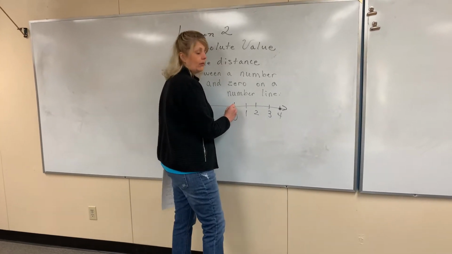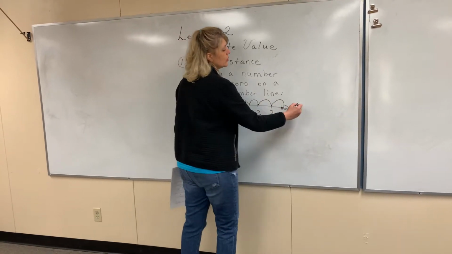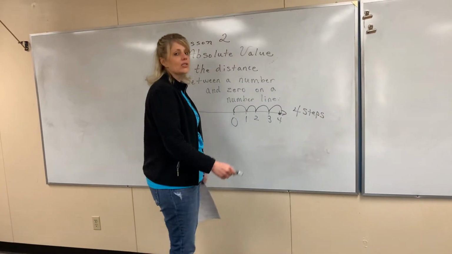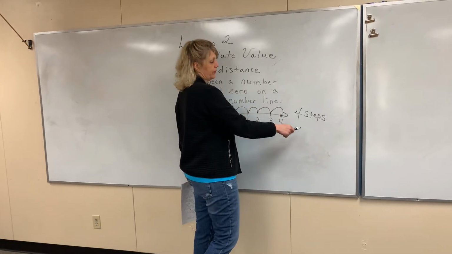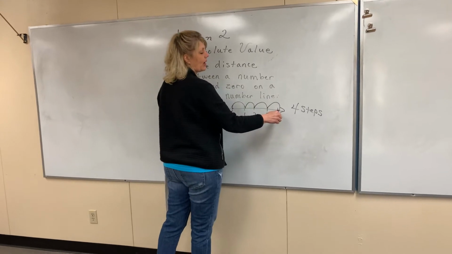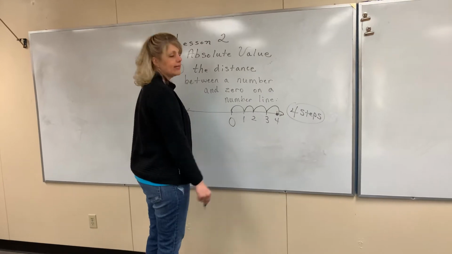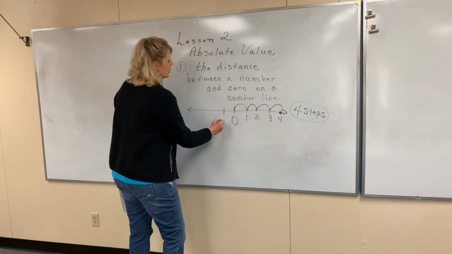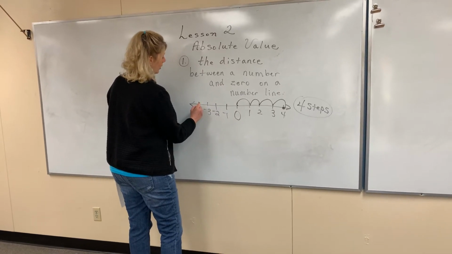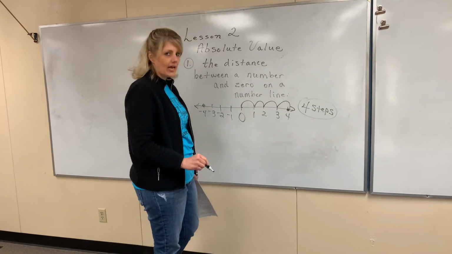All right, so let's count them. 1, 2, 3, 4. So you are 4 steps from 0. That is called the absolute value. Okay? How many steps am I from 0 if I'm sitting at a positive 4? You are 4 steps from 0. Okay. Now let's look at it on the negative side. So what if I was on a negative 4?